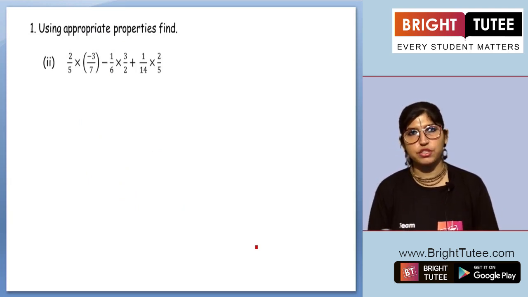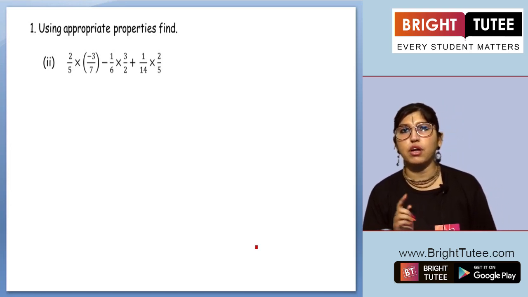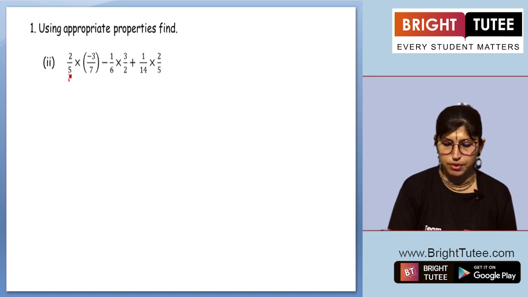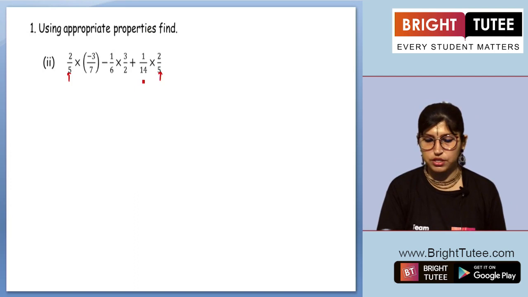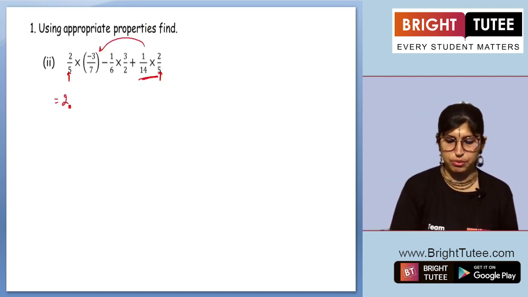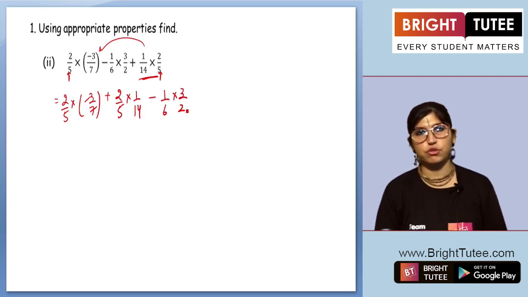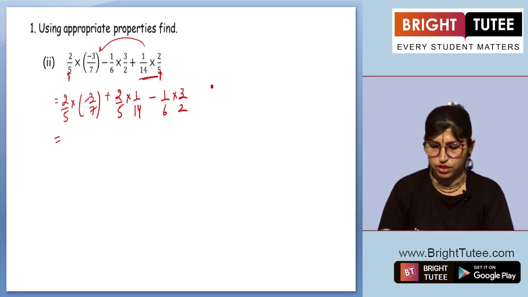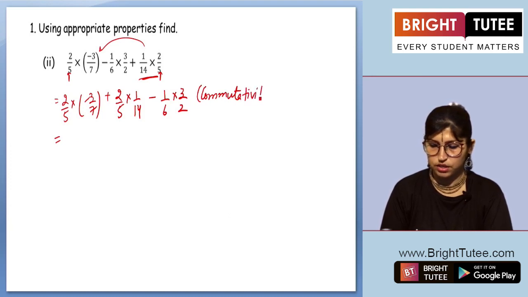We'll follow the same procedure and check which rational number is occurring twice. If we have a look, we can see that 2 by 5 is a rational number which is coming twice. So we'll do the same thing and shift this to this side. So we'll write 2 by 5 times minus 3 by 7 plus 2 by 5 times 1 by 14 minus 1 by 6 into 3 by 2, which is already there. Over here we have used commutativity. We need to write that reason, why we did that.